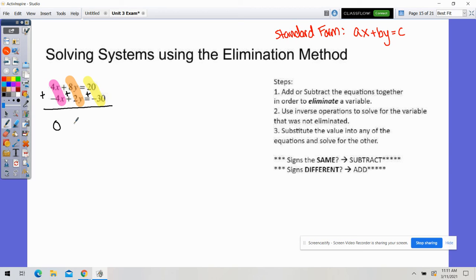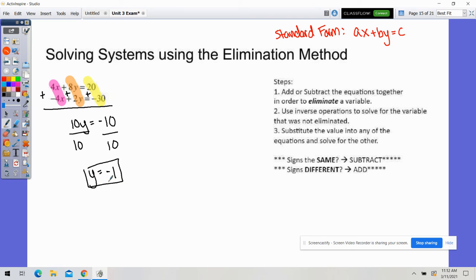8y plus 2y is 10y. And 20 plus -30. Use your calculator, that's -10. We don't need to keep that 0, so I'm just going to erase it. We eliminated the x. Now we could simply solve for y. So at this time, we're going to divide by 10 on both sides. -10 divided by 10 is -1.